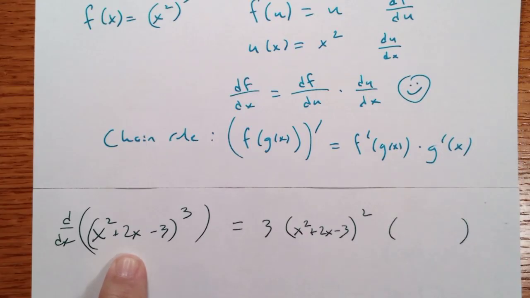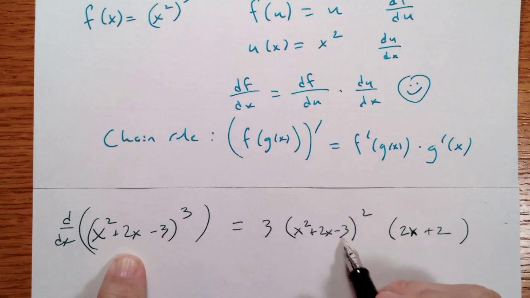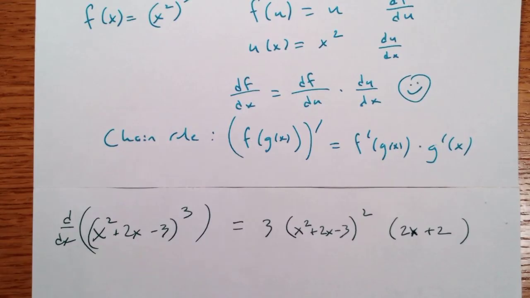But wait, there's more. Order today, and you will also get, for free, no extra charge, the derivative of the inside. What's the derivative of x squared plus 2x minus 3? The derivative of x squared is 2x. The derivative of 2x is 2. The derivative of 3 is 0. I didn't even have to do any algebra. I don't have to factor anything out here. This works perfectly.